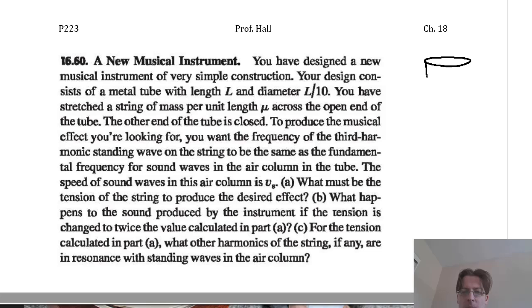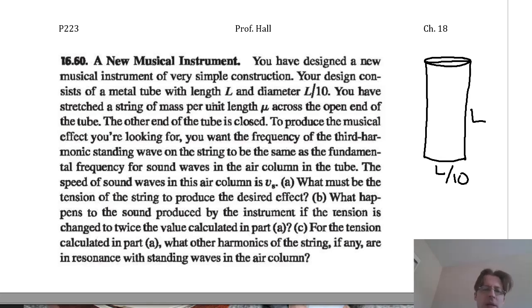So here's the tube. The length of it is L. The diameter is L over 10. We've stretched a string across the open end of the tube. So here's the string. Sort of a crude model of a resonator guitar. To produce the musical effect you're looking for, you want the frequency of the third harmonic on the string to be the same as the fundamental for the air column in the tube.